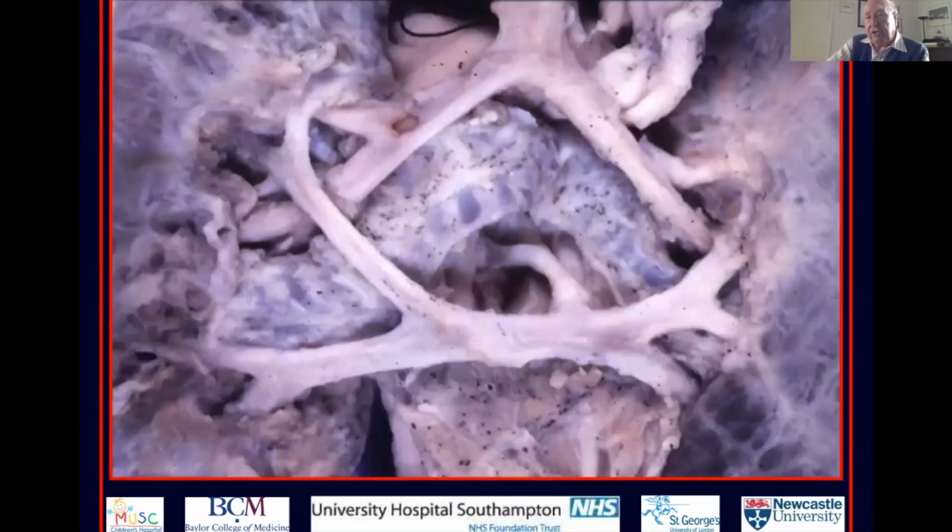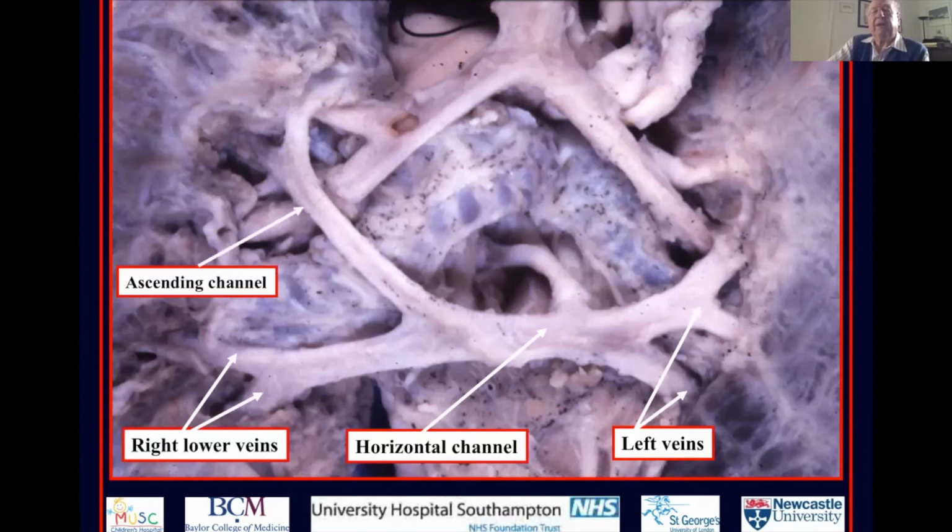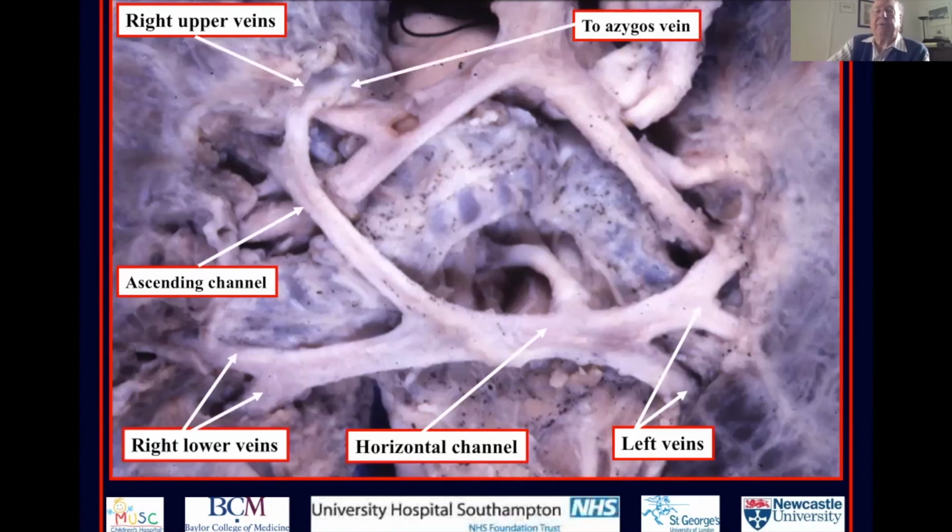On occasion, however, the veins can turn the other way round. This is a much rarer form of supracardiac drainage. So the left veins this time are crossing in horizontal fashion. They're picking up the right veins as they ascend in the right paravertebral gutter, and then typically they drain into the azygos vein and thence into the superior caval vein.